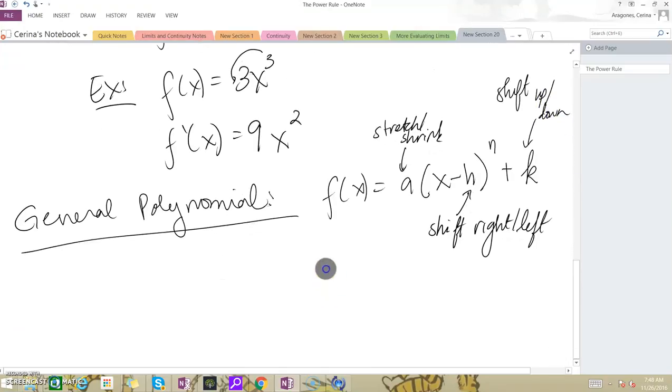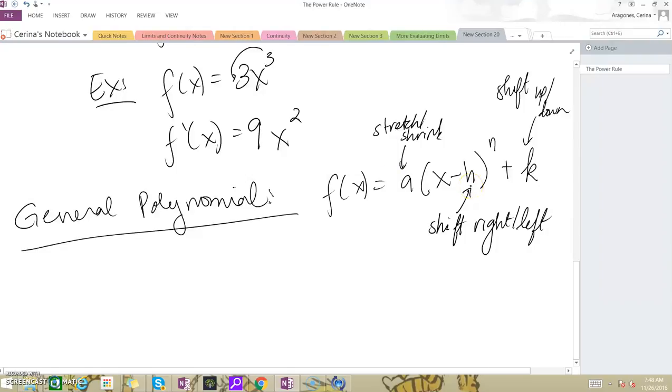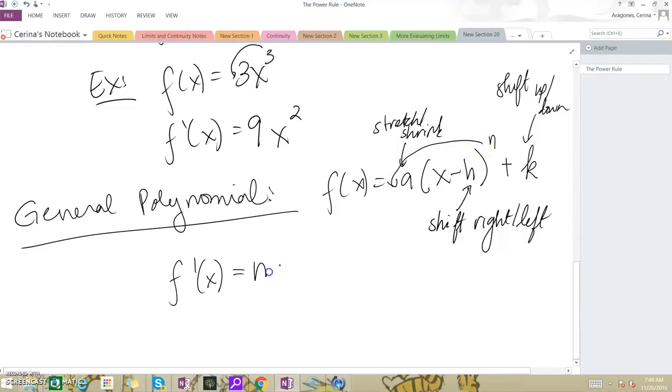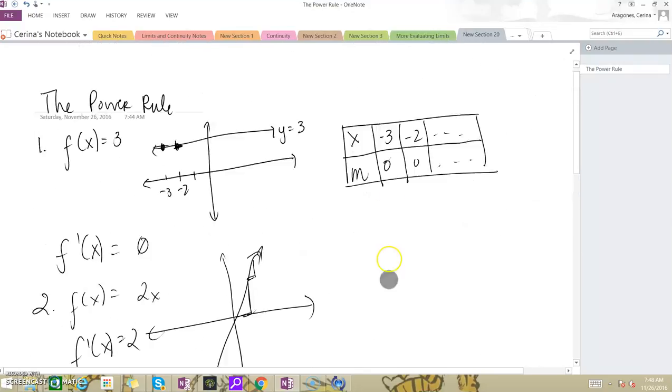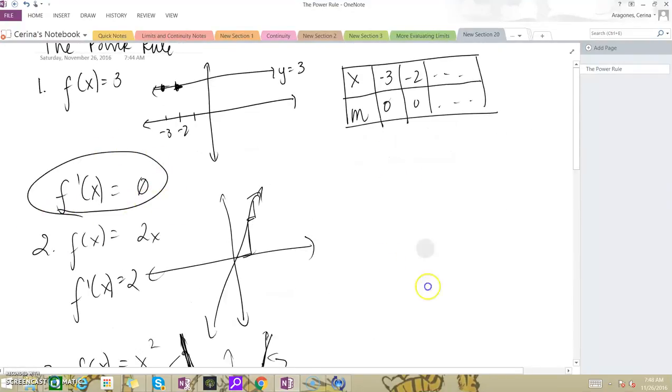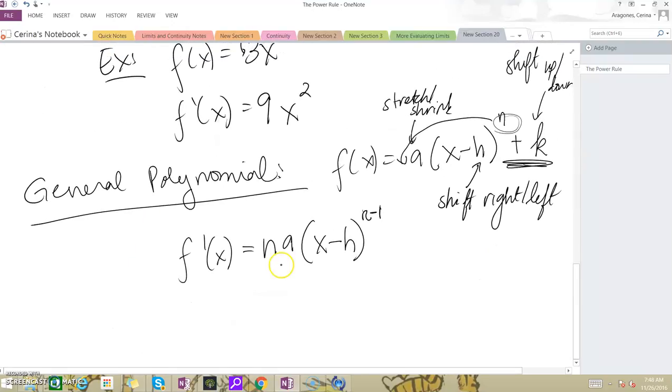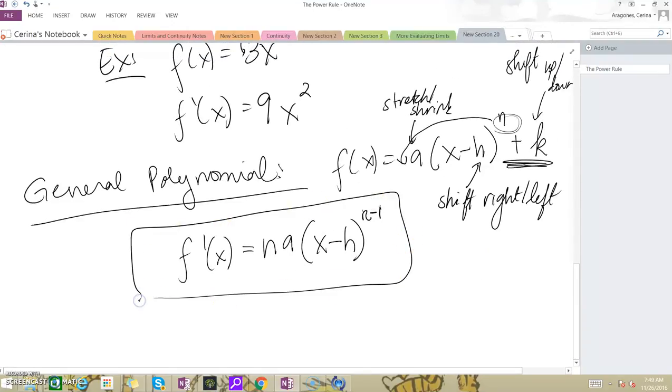These are your transformations. So for a general polynomial like that, your derivative would be, you still bring down your coefficient, so you would have n times a. You'd keep your x minus h in here. You would subtract 1 from your power. And since this is just a constant number and we know the derivative of a constant is 0, this would just go away. So this is what you would be left with.